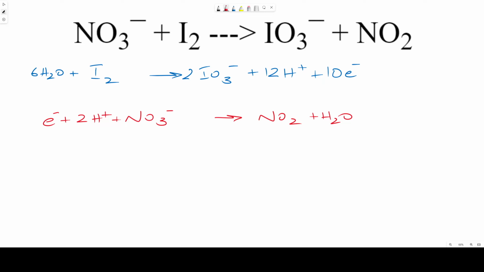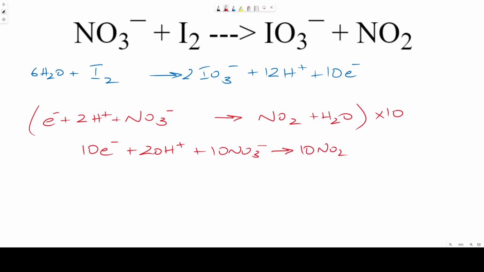Once this is done, we have to make sure that the number of electrons in both half reactions are the same. So here I have 10 and here I have 1. So I will multiply the second half reaction by 10, the whole thing. So it becomes 10 electrons plus 20 hydrogen ions plus 10 NO3 minus gets me 10 NO2 plus 10 H2O. Once this is all done, you can just add the 2 half reactions together.